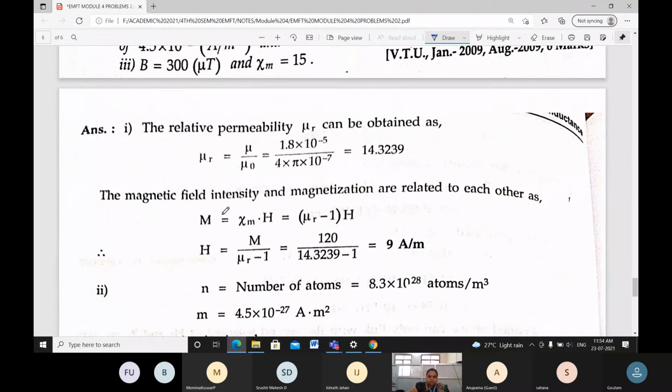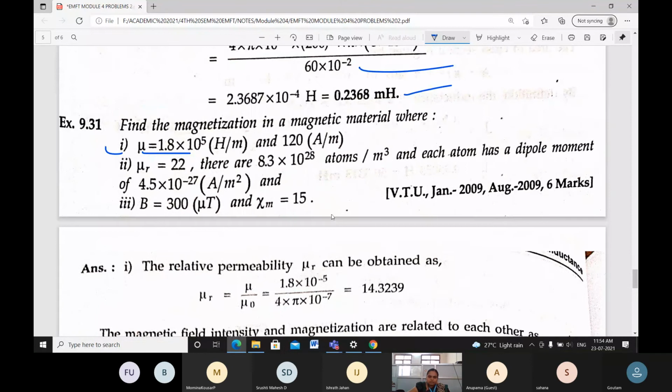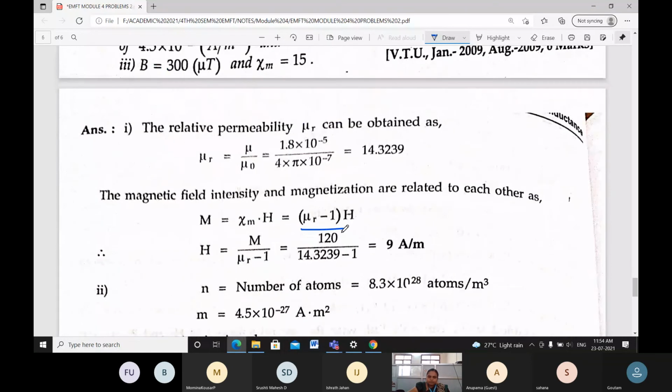Then the magnetic field density and magnetization are related to each other. We know the equation of those. M is going to be Xm times H. Xm is nothing but mu r minus 1. Then I can write in terms of what I want, that is my magnetic field intensity, which I don't know. Therefore H is going to be M divided by mu r minus 1. M we know that is 120 here, divided by mu r we got previously minus 1. Then you will be getting H as 9 amperes per meter.